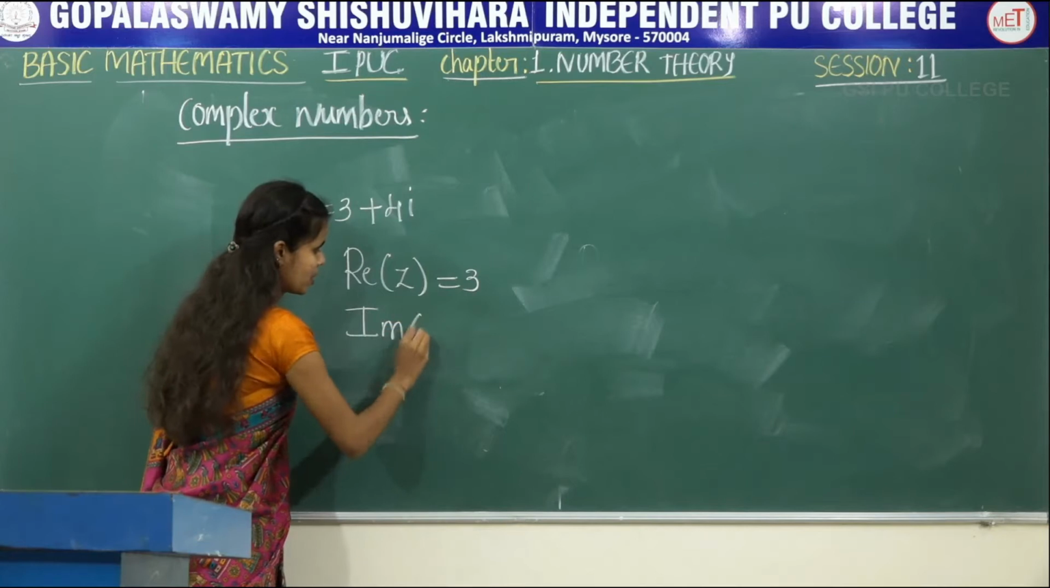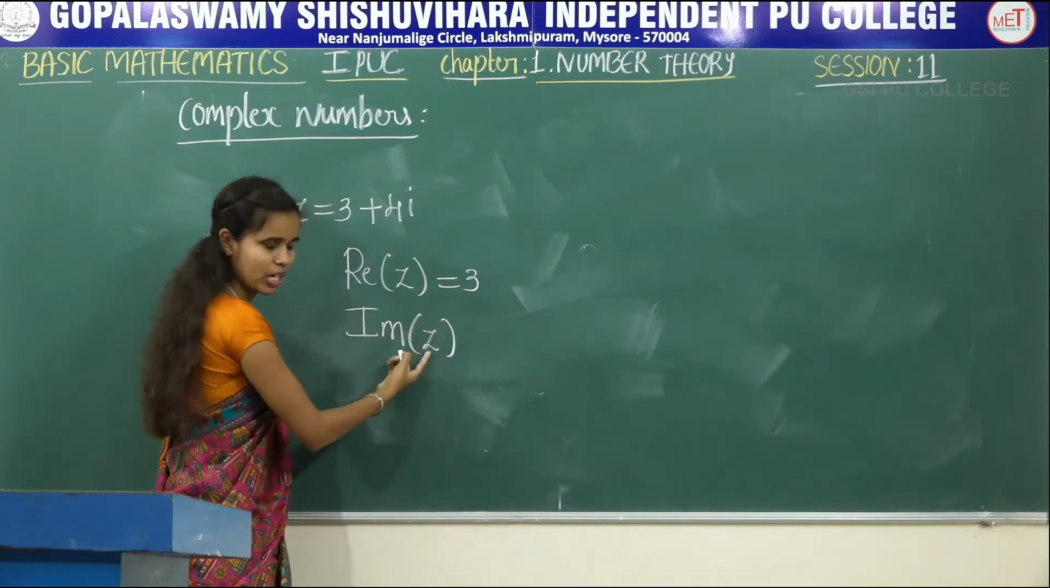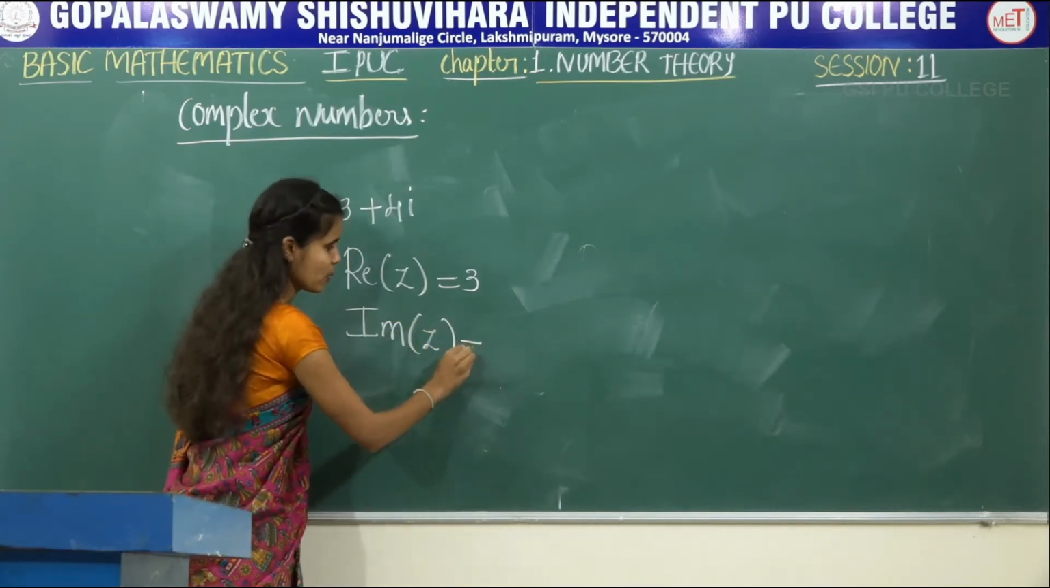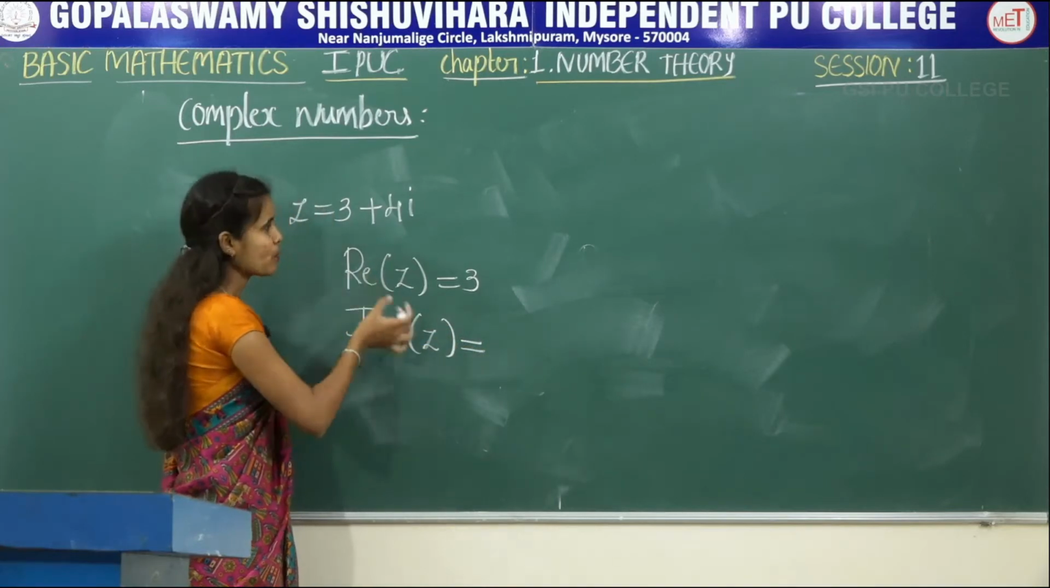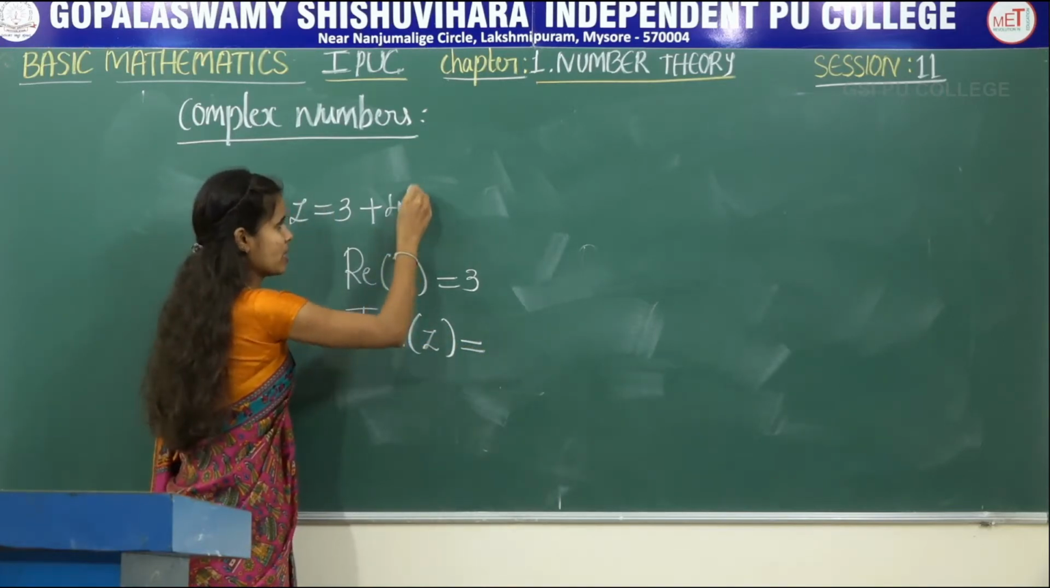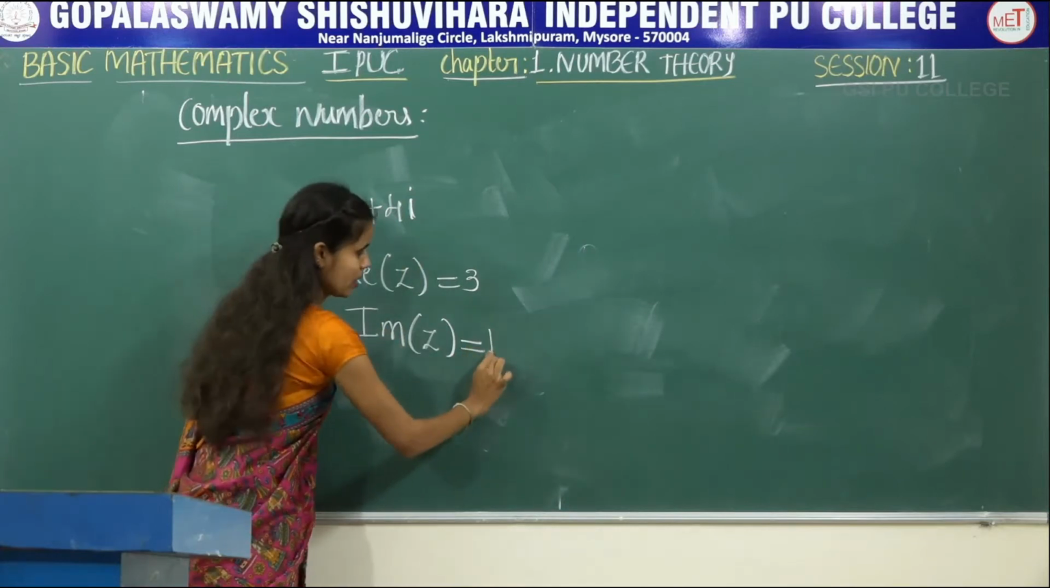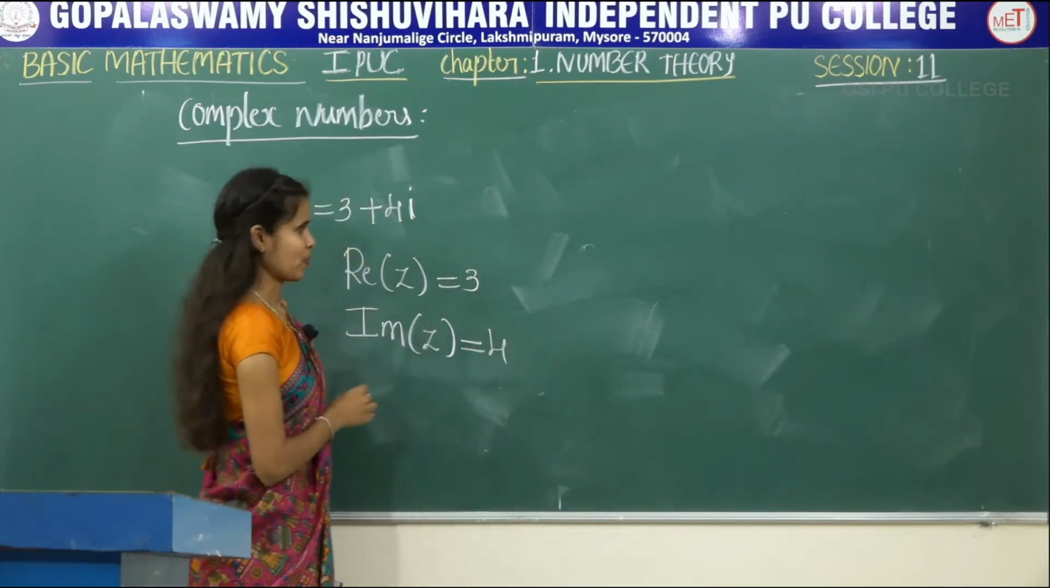Next, the imaginary part of the complex number. The complex number is denoted by z. The imaginary part of z means the coefficient of I. So the coefficient of I is plus 4. That is, 4 or plus 4.